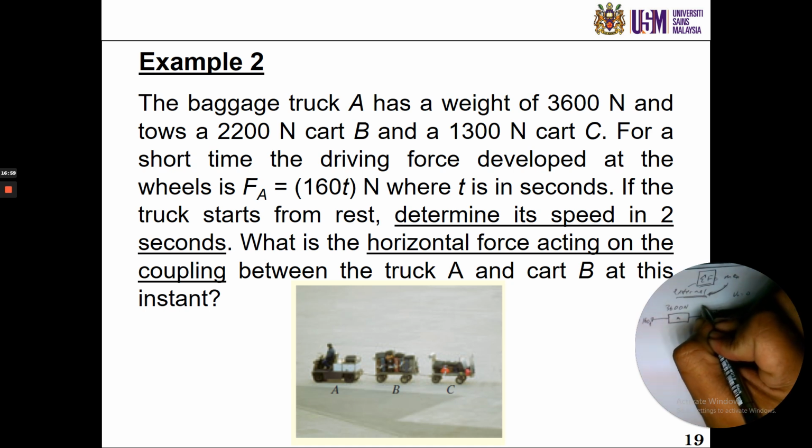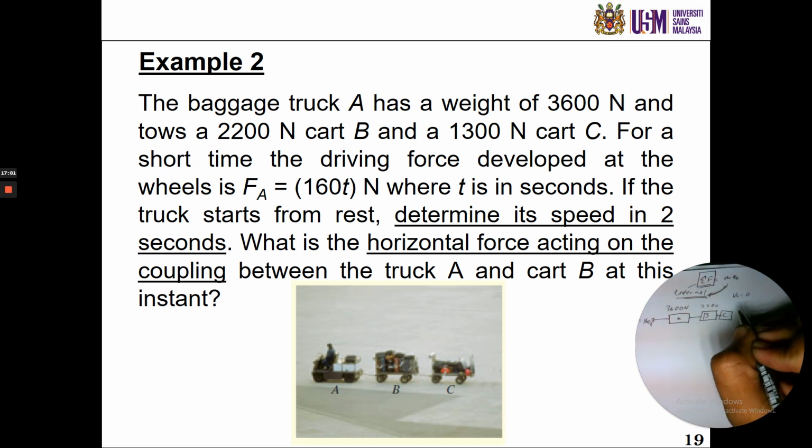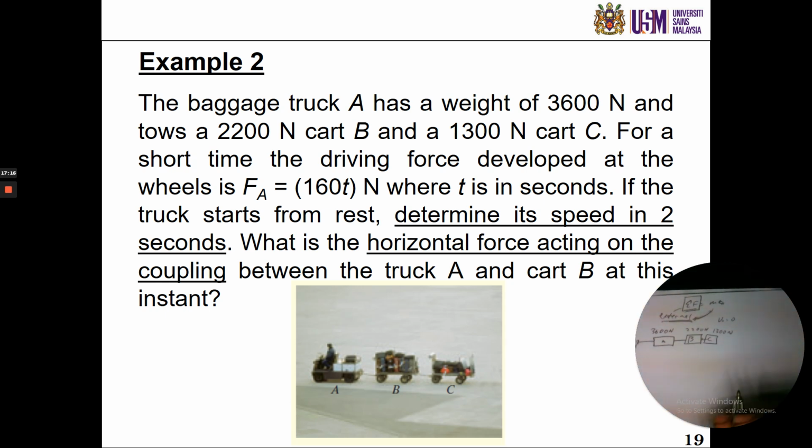Second one, B is 2,200, and C is 1,300 Newton. All right, so we need to determine the speed in 2 seconds, at t equals 2. And also we need to find the horizontal force acting on the coupling.